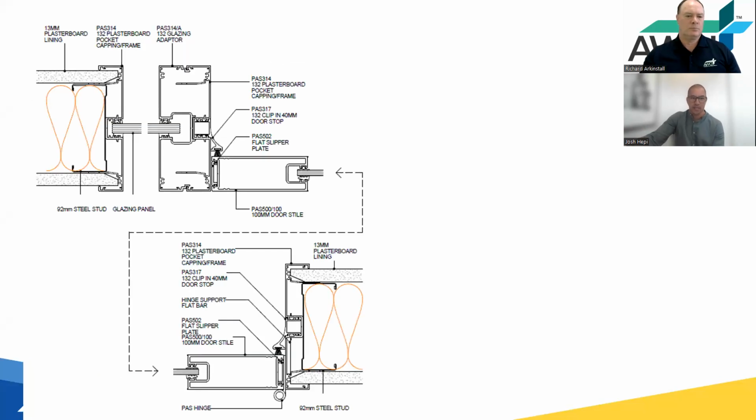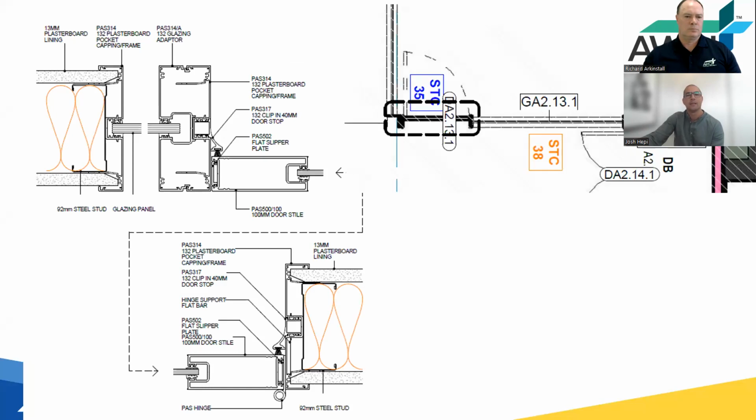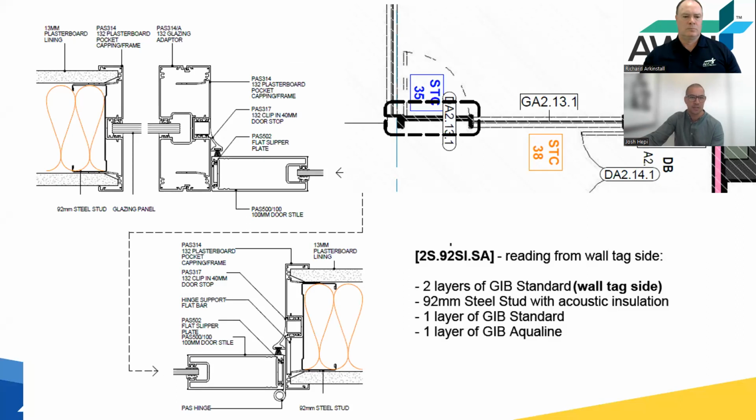Let's say you have a typical detail that's copy and pasted from our spec manual or from our DWG, and it shows a 90mm stud, typical A132 system with an aluminium door. But then you reference it on the plan, which shows that it's coming off this type of wall, which, if you dig a bit deeper, in this case is 2 layers of jib on one side, a 92mm steel stud, and then 2 layers of jib on the other side. So this typical detail that might have been supplied doesn't actually work.